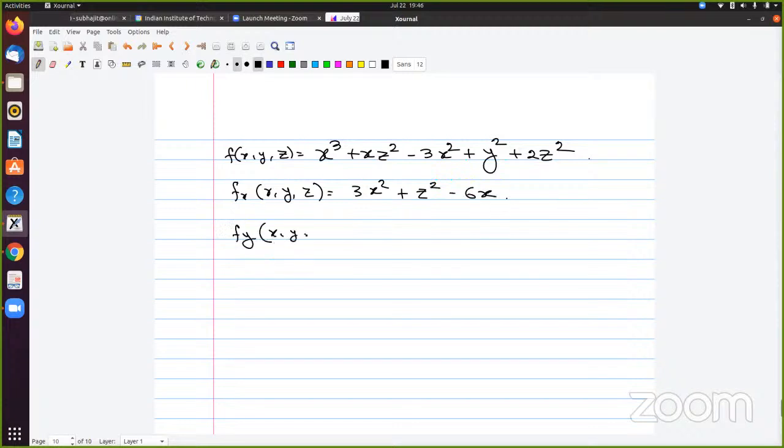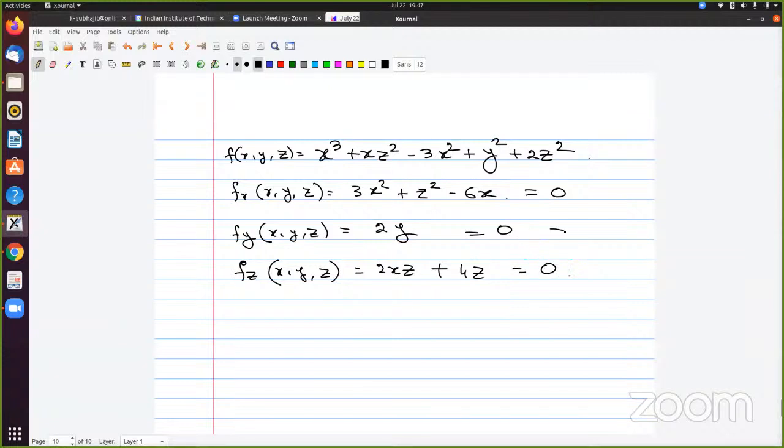Fy is basically 2y, and fz is 2xz plus 4z. So if we equate all these to 0, from the second one, it is clear y equal to 0 is the solution.